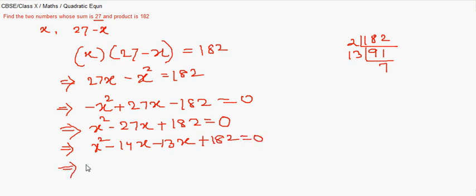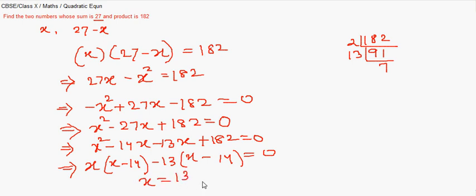If I take x common, it becomes x minus 14, and again I'll get an x minus 14. So x is equal to 13 and x is equal to 14, equating these two factors to 0. So 13 and 14 are the two numbers. If you add, it will give you a sum of 27. If you multiply, that gives you 182. Thank you.